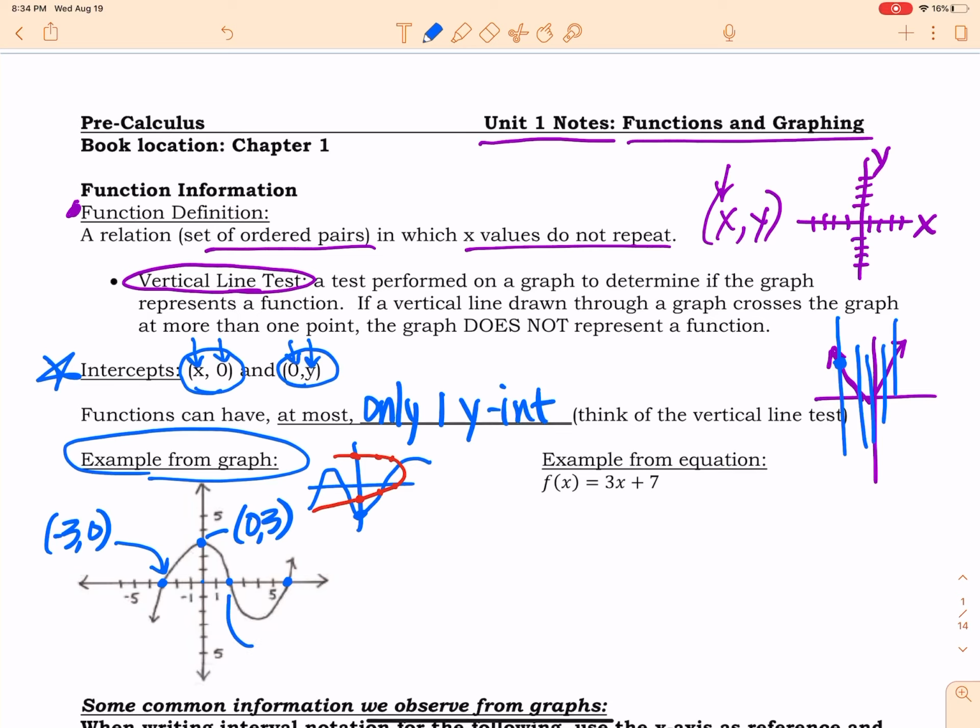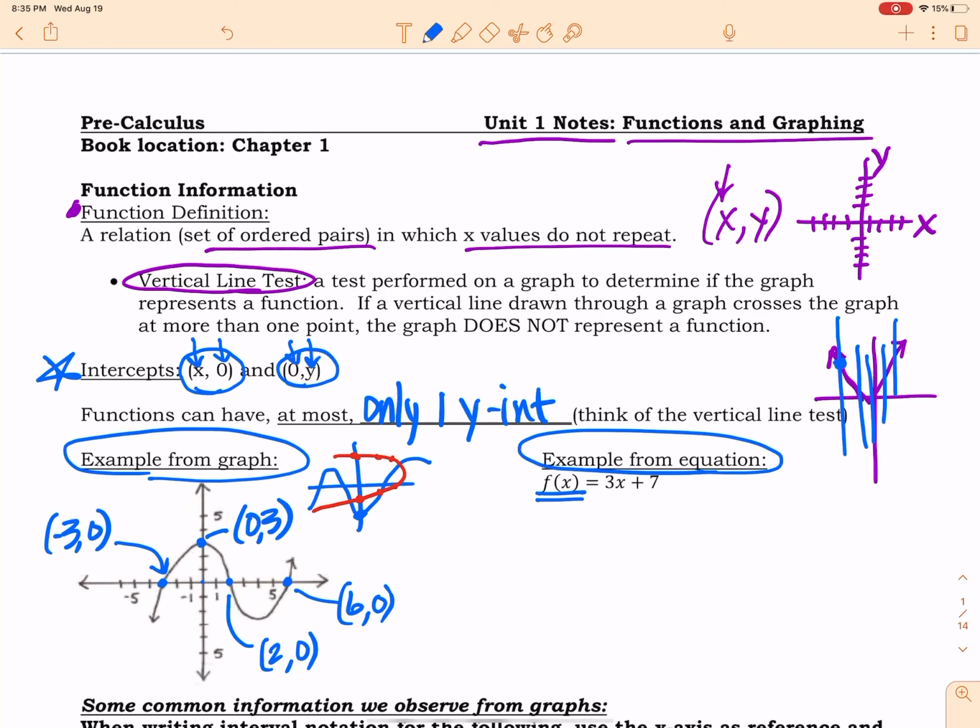This ordered pair is 2, 0. It's an x-intercept. And this is also an x-intercept at 6, 0. Okay, so when we're looking at it on a graph, it's pretty easy to determine what the intercepts are. When you're looking at an equation, you have to do a little bit more work.